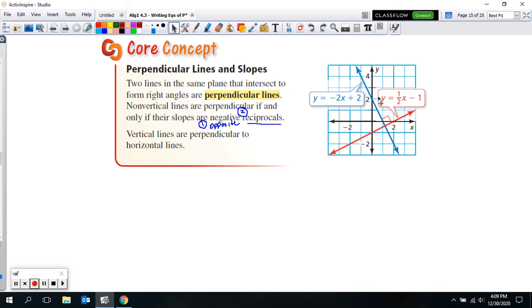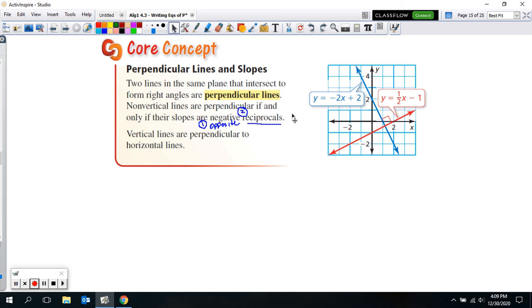So if we look at these two, the blue one and the red one, you can see here's your slope here on the blue one is -2, slope on the red one's 1/2. So they are opposite signs, one's positive, one's negative. And they're also reciprocals of each other. So reciprocal just means if you flip the fraction upside down. If I flip 1/2 upside down, I get 2 over 1, which is the same thing as a 2. And so they are reciprocals of each other. So that's the two parts to looking at perpendicular lines.